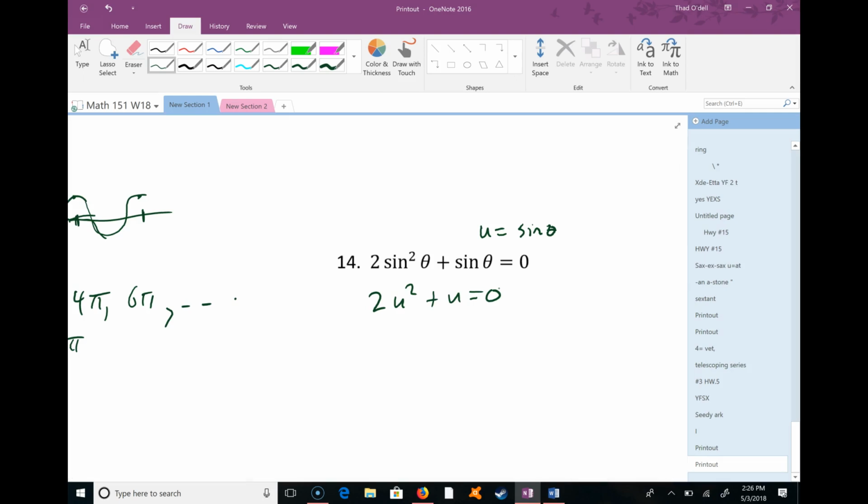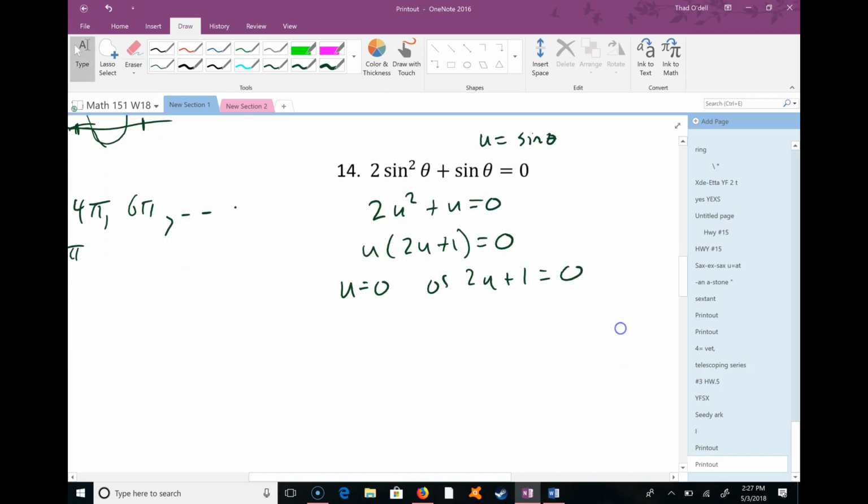algebra type equation that I can solve, because I got a quadratic equal to 0, so I could factor out a u, and that would leave me with 2u plus 1 equals 0, which means u has to be equal to 0, or 2u plus 1 is equal to 0. But then I remember that I substituted u in for sine. So I'm not actually looking to solve for u, I'm looking to find what theta is. So u is actually sine theta, so what I'm really trying to solve is sine of theta equal to 0, and 2 sine theta plus 1 equal to 0. So I have two equations here that I need to solve.